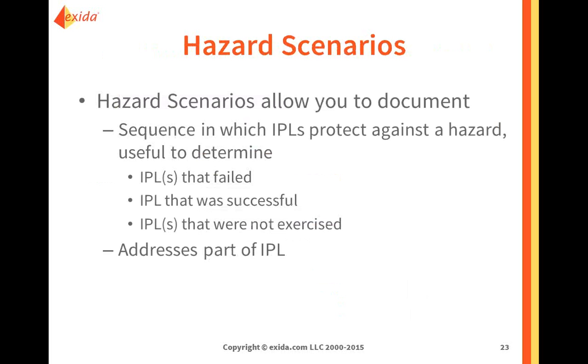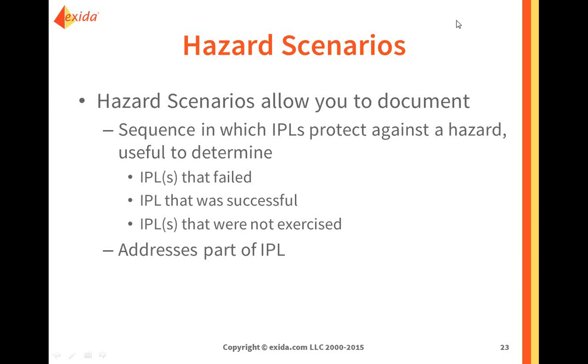So when we talk about hazard scenarios, by knowing the different independent protection layers that are protecting against a certain hazardous scenario, and by knowing the order in which they execute, we will be able to know when we record the success of an IPL automatically if IPLs were exercised and if IPLs failed. So for example, if I have a control function, a safety function, and a relief valve, and if I say that the safety function was successful, I automatically know that the control function failed. And I also know that the relief valve wasn't exercised.